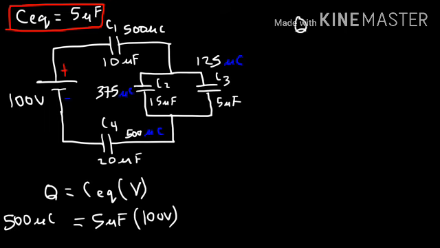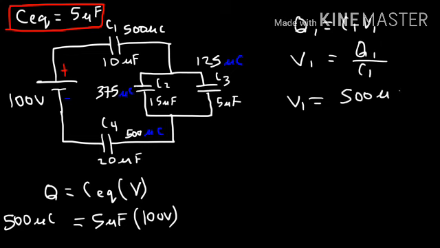So we know that Q1 is equal to C1 times V1. So the voltage is going to be the charge divided by the capacitance. The charge is 500 microcoulombs and the capacitance is 10 microfarads. So the unit micro will cancel, and 500 divided by 10 will give us a voltage of 50 volts across C1.